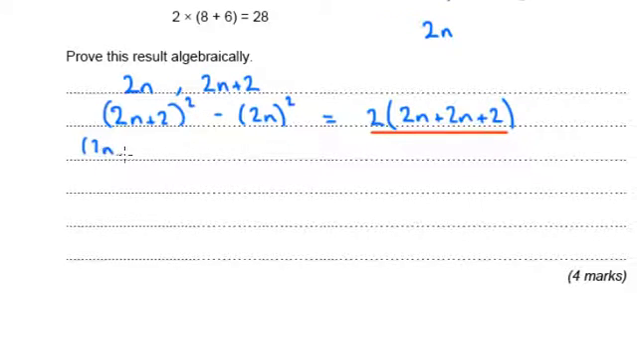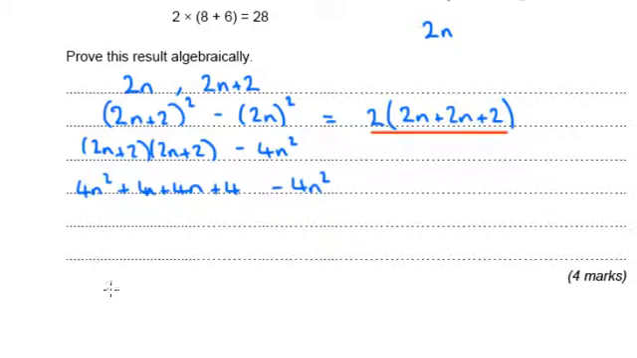So I've got squares, so I need to write it out twice. This one's okay, this is just 4n squared. But I'm going to multiply these out, so that's going to give me 4n squared plus 4n plus another 4n plus 4. I've still got my minus 4n squared. The 4n squareds actually cancel out, you can see. So that leaves us with 8n plus 4.